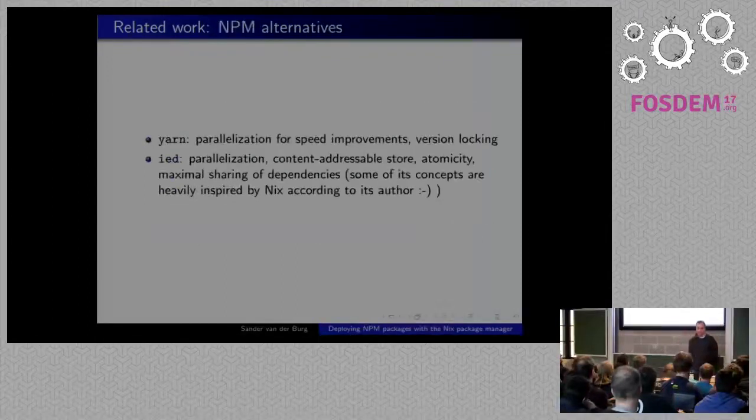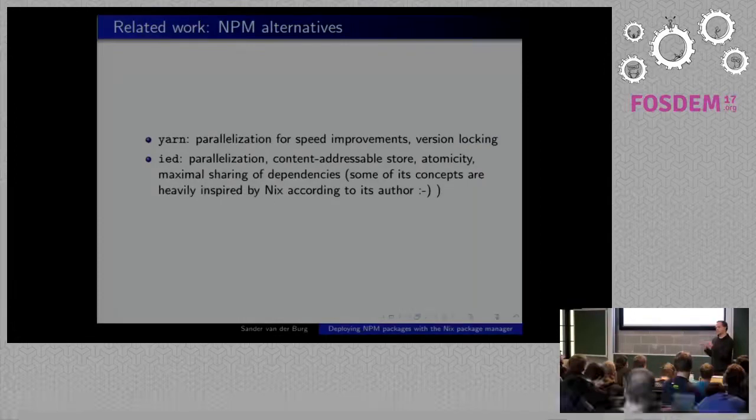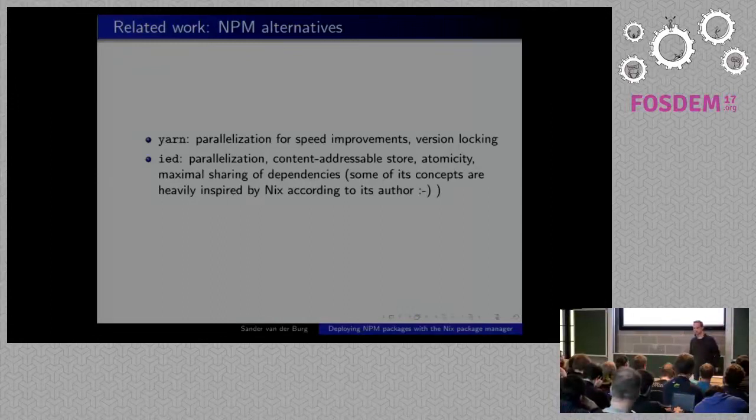And then there are also some NPM alternatives. So there's Yarn, for example. The main difference between NPM and Yarn is that Yarn supports a lot of parallelization to improve the speed of the deployments. And it also supports version locking. So whenever you install a version from a version range, Yarn will create a Yarn lock file pinpointing your installation to that version, so that you can reproduce an installation elsewhere.